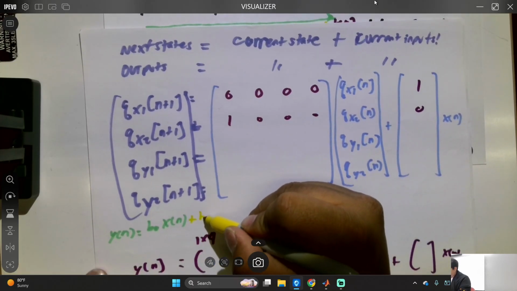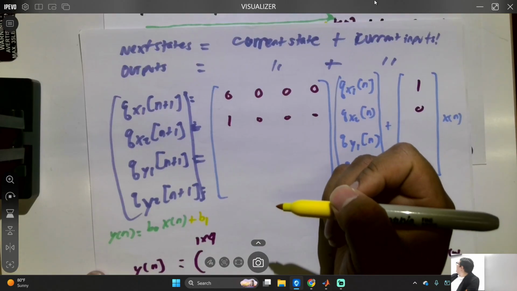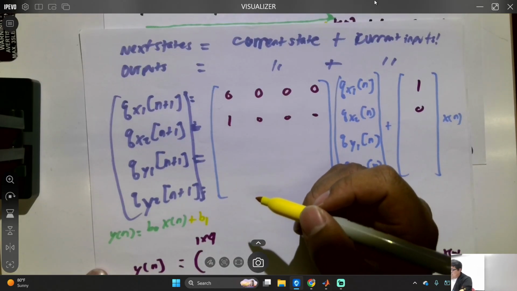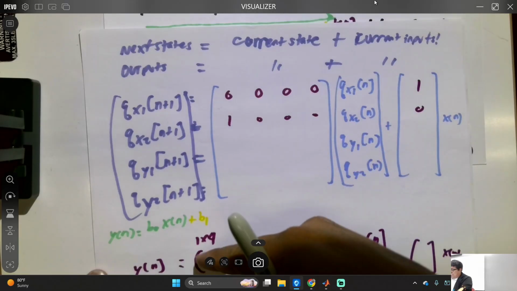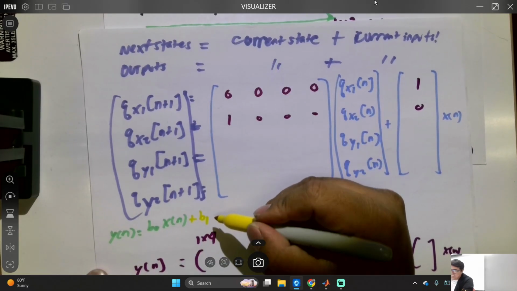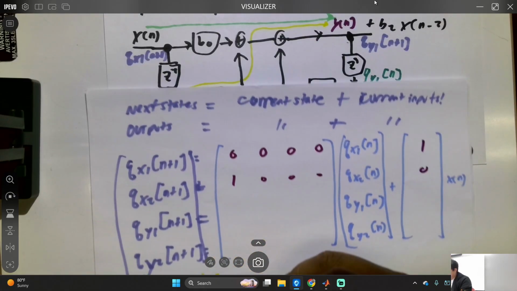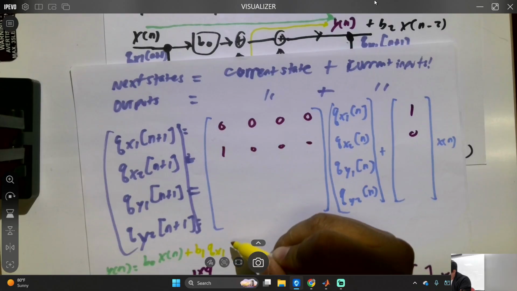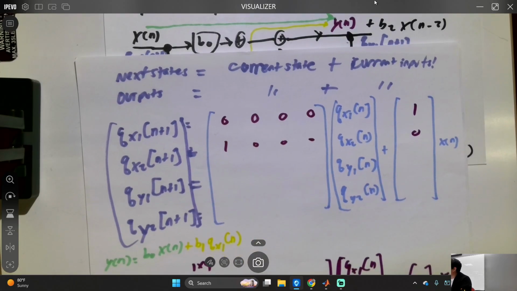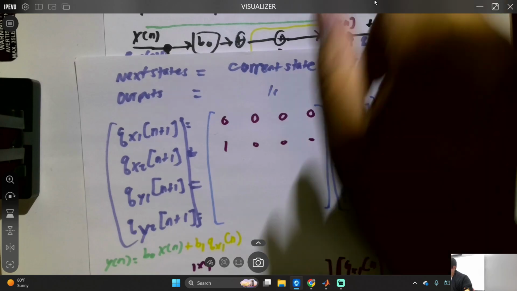b1. Can you see that? Yeah, we can see it. Okay, cool. From my angle, I can't see. The bright light is blinding, so I can't even see what I'm writing. QX1 of n, okay? Cool? You like the colors? I love the colors.